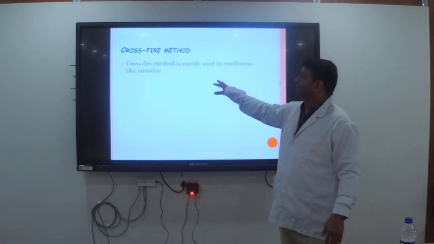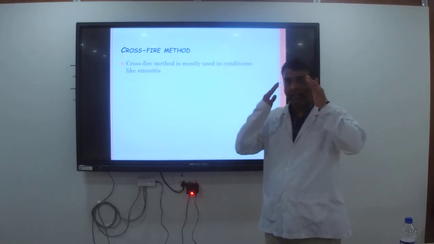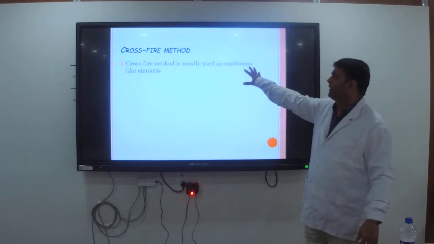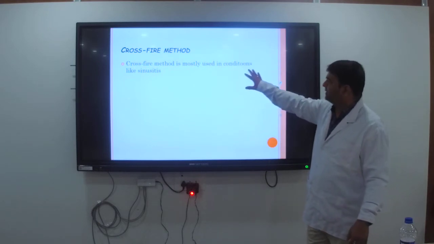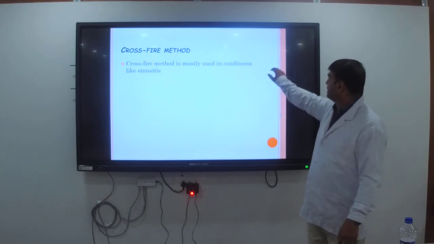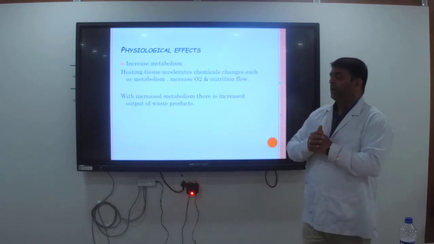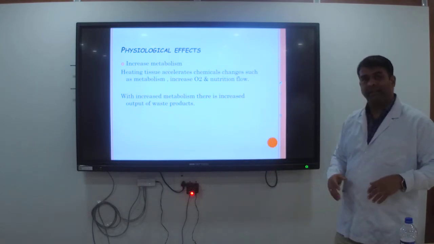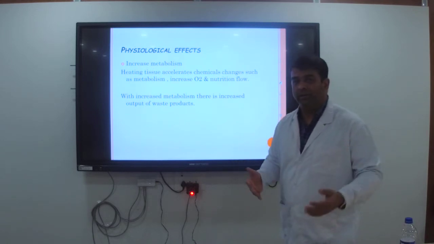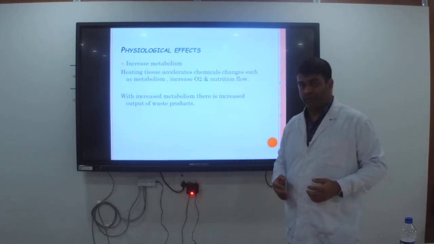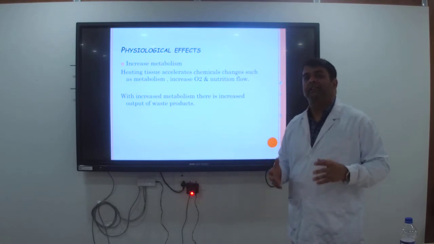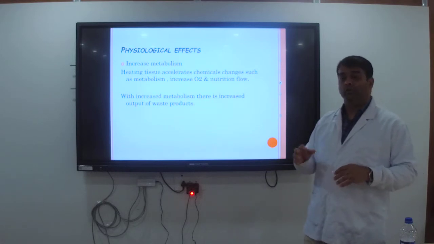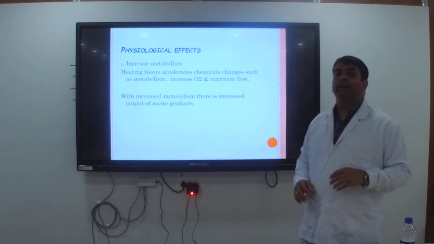Crossfire method. The crossfire method is mostly used for conditions like sinusitis or something like that. So the crossfire method is used for this kind of disorder. Now coming to the physiological effects. What exactly happens? Definitely, when you are treating with such a deep heating modality, there will be physiological changes in the patient's body. You should know that in a proper manner, then only will you be able to give the treatment with the help of SWD.